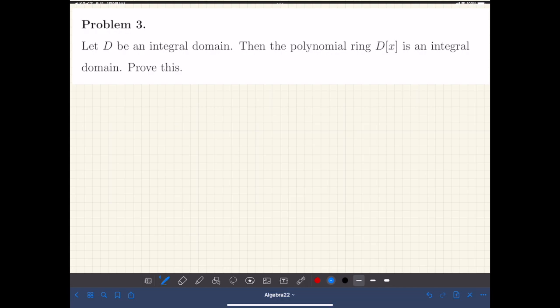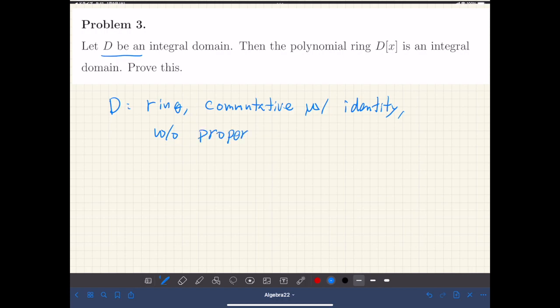Next, consider this problem. So D is an integral domain. That means it's a ring that is commutative and with identity element and without proper divisors of 0. In that case, the polynomial ring D of x is an integral domain.